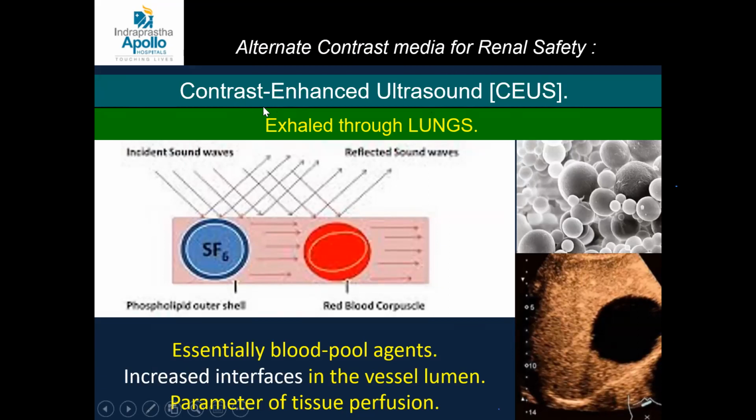So there is something called contrast enhanced ultrasound, which you should know, because this can be used even with patients who have abnormal serum creatinine, because this is excreted through lungs. These are blood pool agents. They increase the number of interfaces in the vascular lumen and are very useful in patients where KFT is deranged and you need to do a tissue perfusion study or assessment of a lesion.